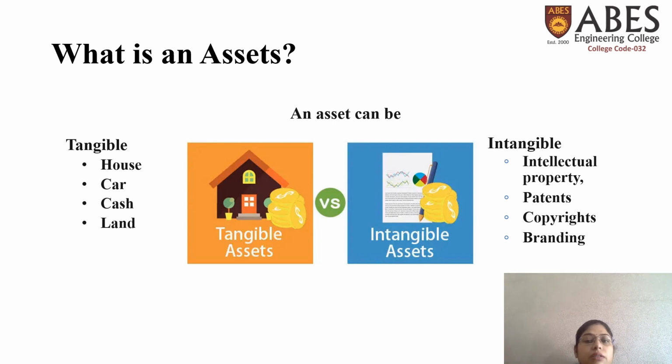So what is an asset? There are two types of asset: tangible assets and intangible assets. Tangible assets are a house, car, cash, and land. Whatever we have in the physical mode, these are tangible assets. And intangible assets are my patents, copyrights, branding, and intellectual property rights.